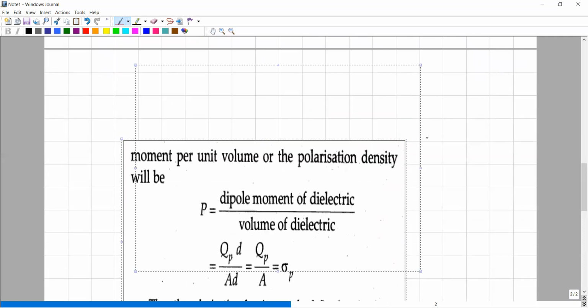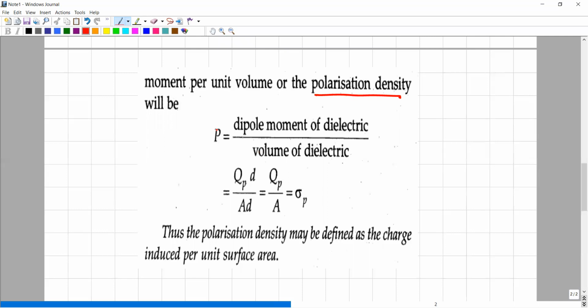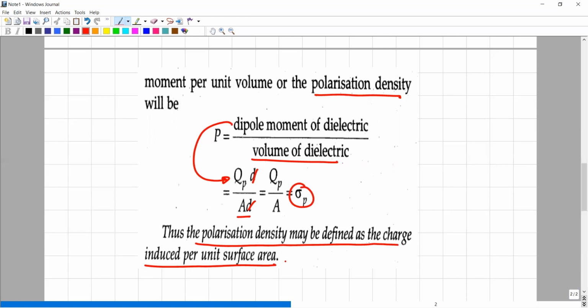So polarization density P will be the dipole moment of the dielectric, that is Q times D, divided by the volume of the dielectric. The volume of the dielectric will be area into distance, A into D. These two D will cancel, and eventually you will get Q by A, that is the surface charge density itself. So polarization density may be defined as the charge induced per unit surface area.